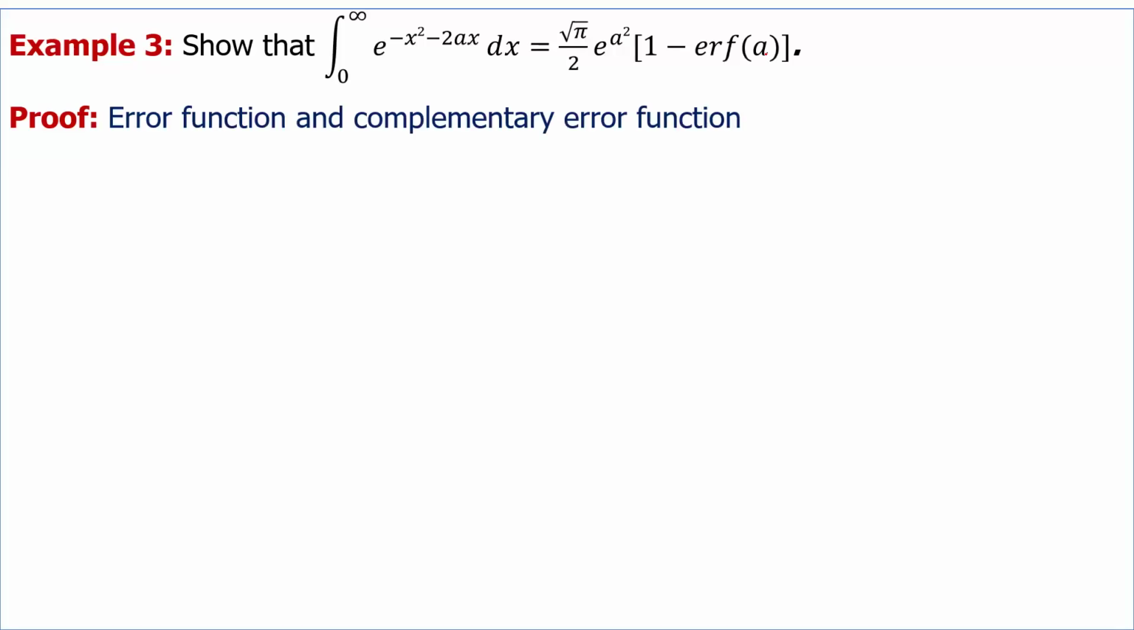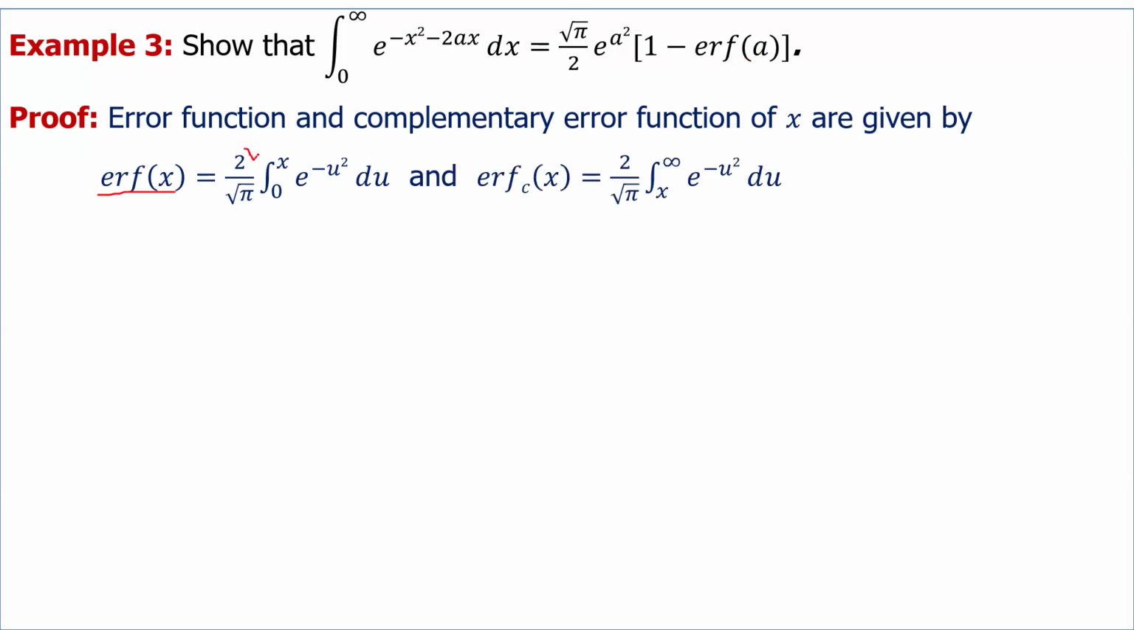So we know that error function and complementary of error function of x are both given as follows. Error function of x is given by 2 upon root pi, integration under the limit 0 to x of e to the power minus u square du, and error function complementary of x is given by 2 upon root pi, integration under the limit x to infinity of e to the power minus u square with respect to u.